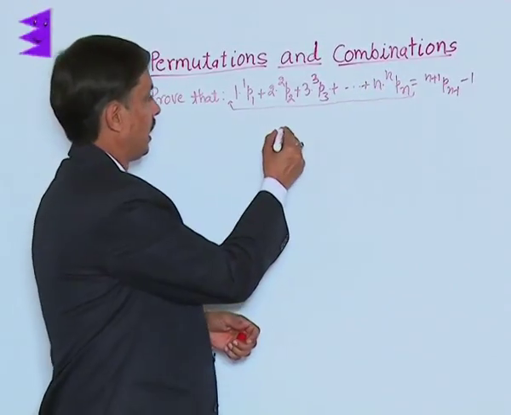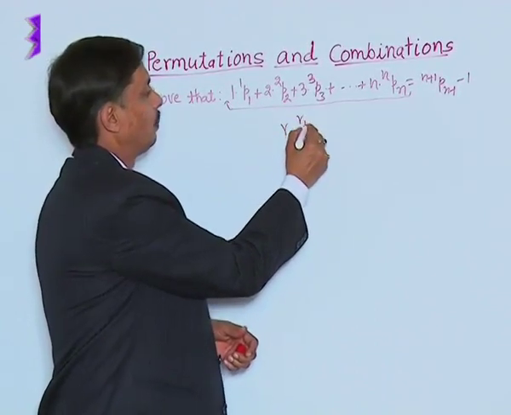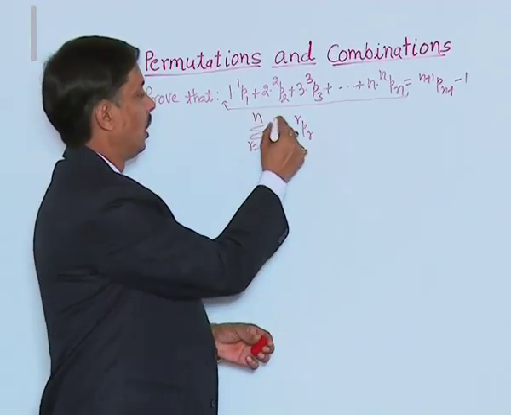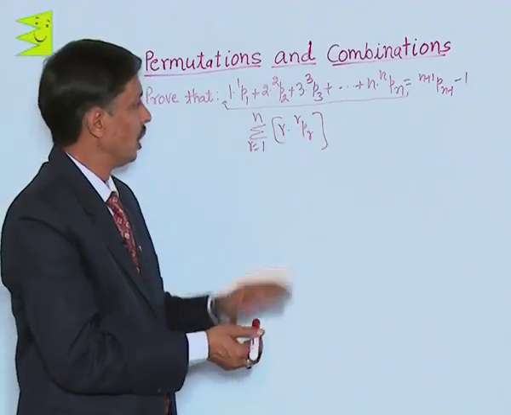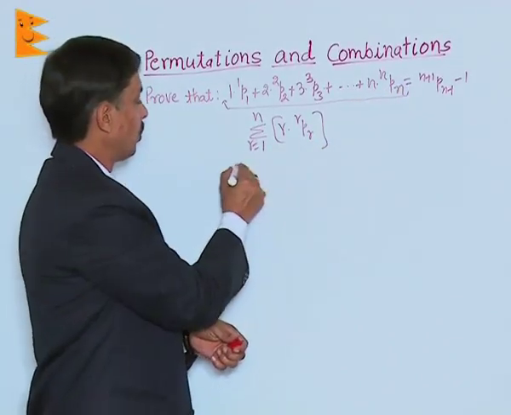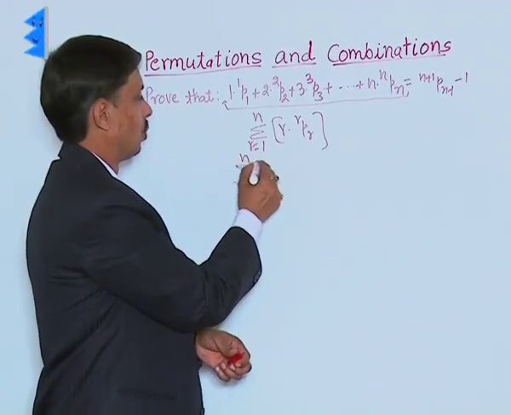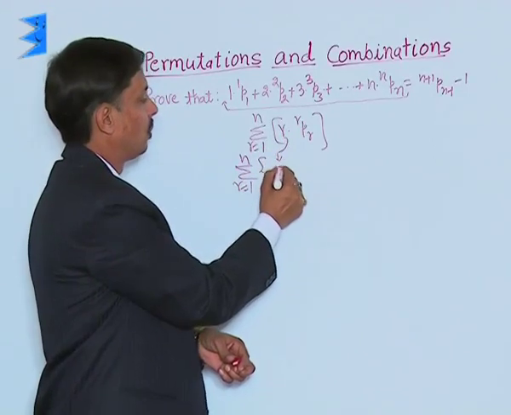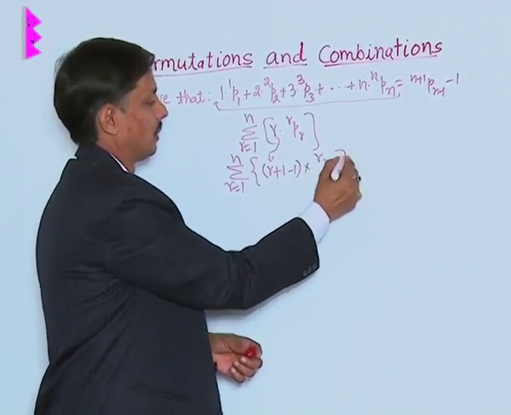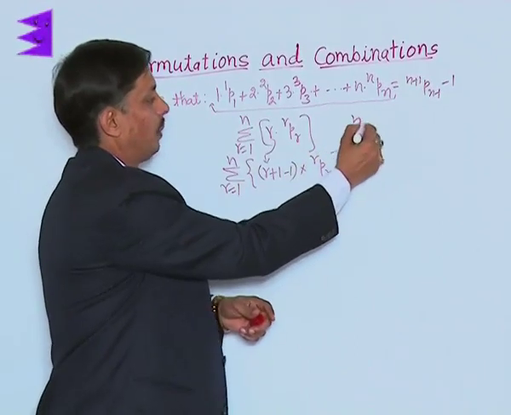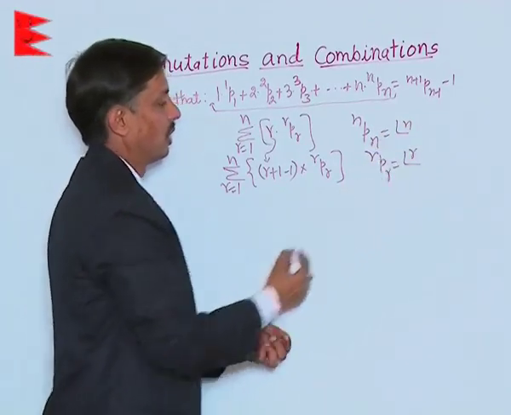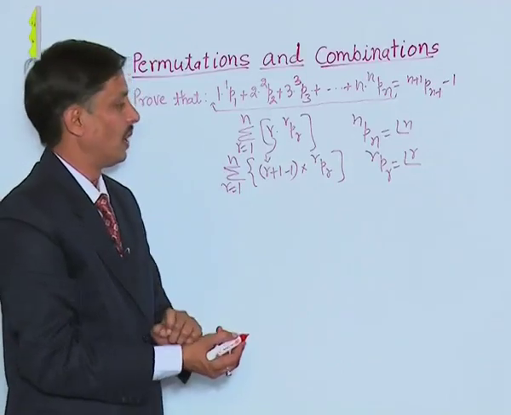So we can write it as r into rPr, and the value of r starts from 1 and goes till n. This is the compact form of the LHS, with r from 1 to n. This r can also be written as (r plus 1 minus 1) into rPr. You know nPn is factorial n, so rPr is factorial r. This rPr will now be replaced by factorial r.